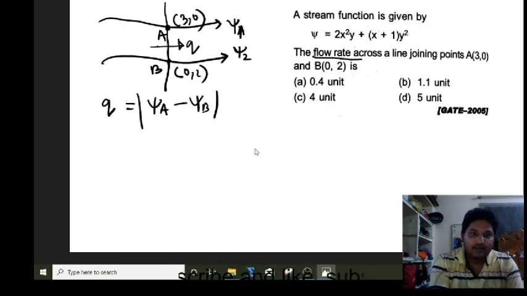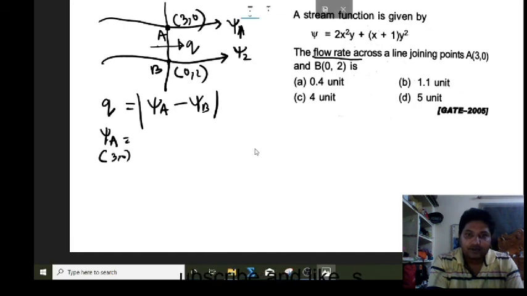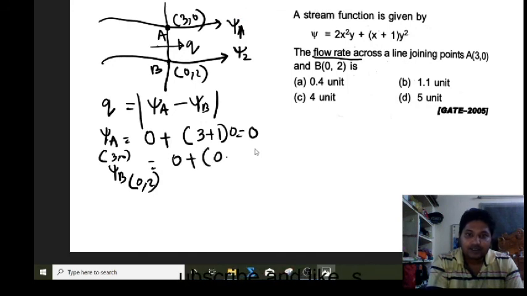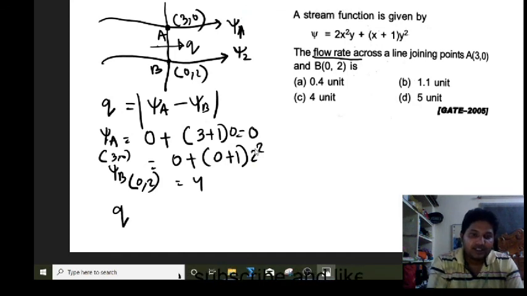So what is psi A? Psi A, if you put at point A, is 3 into 0, so this is 0, plus 1 into 0. So psi A comes out to be 0. And psi B, at the point (0, 2), comes out to be 0 plus 1 into 2 squared, so this comes out to be 4. So the discharge per unit width is the modulus of 0 minus 4, so the modulus is 4 units.